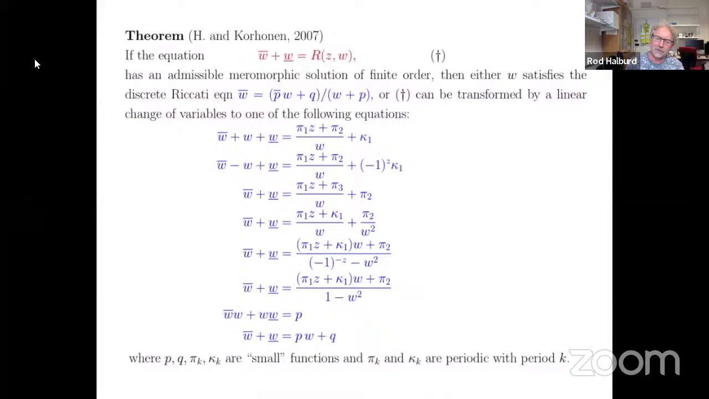And Risto Korhonen and I looked at equations of this form, where R is a rational function in W with meromorphic coefficients in z. So again, as long as I assume that W grows faster in the sense of Nevanlinna than those coefficients, then either it turns out that W solves a Riccati equation, or it's one of these things, which are basically the difference analogues of the known discrete Painlevé equations. These pi's here are arbitrary periodic functions, which you'd have to have in a setting.